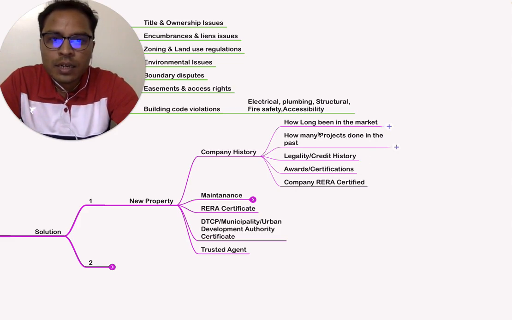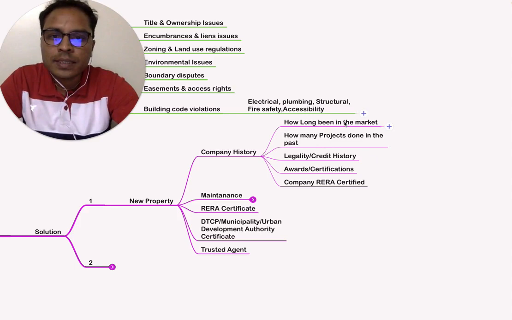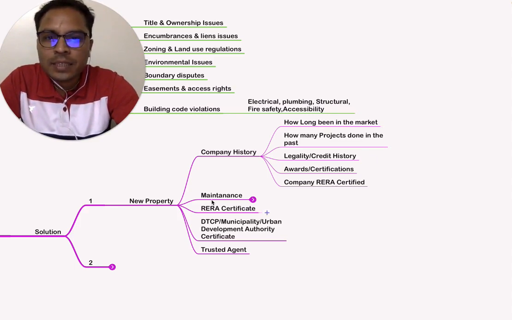So these are related to the company. Before investing or before buying, you need to look at all these parameters. And next, it was all related to the company.